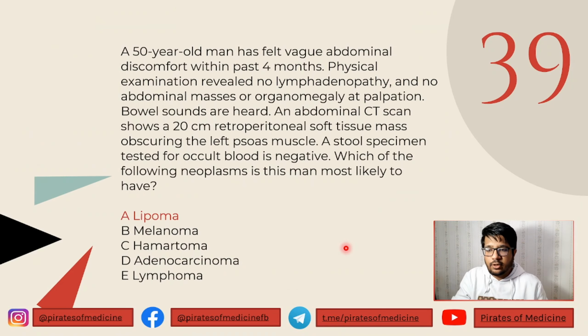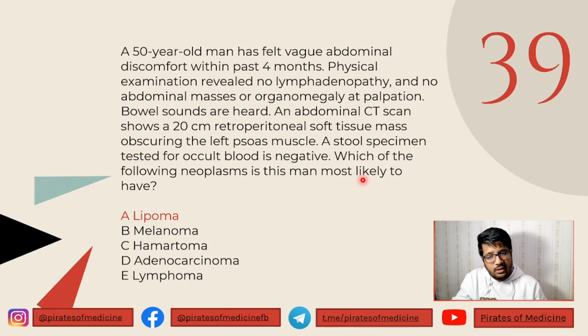39th question is that a 50-year-old man has felt vague abdominal discomfort within the past 4 months. Physical exam revealed no lymphadenopathy, no abdominal masses or organomegaly on palpation. Bowel sounds are heard. An abdominal CT scan showed a 20 centimeter retroperitoneal soft tissue mass obscuring the left psoas muscle. A stool specimen tested for occult blood is negative. Which of the following neoplasms is the man most likely to have?